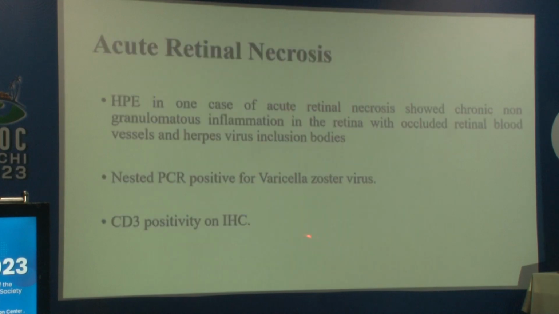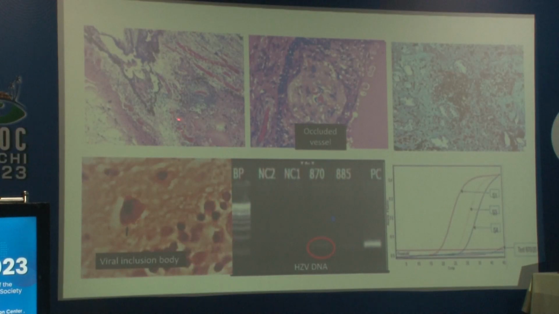In acute retinal necrosis, a very interesting case, you could see the peripheral retinal necrosis and inflammation, and there is an occlusion of the blood vessels seen, and there is a T cell infiltration. We could find out the inclusion bodies also, and PCR was positive for paraffin section, HZV DNA was nested and real-time PCR.